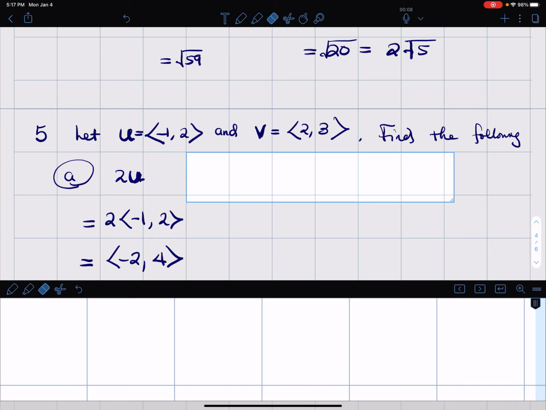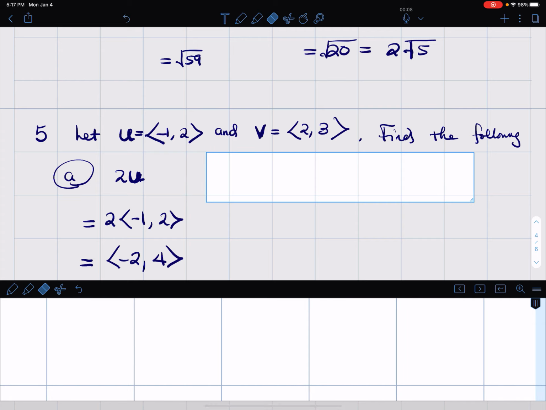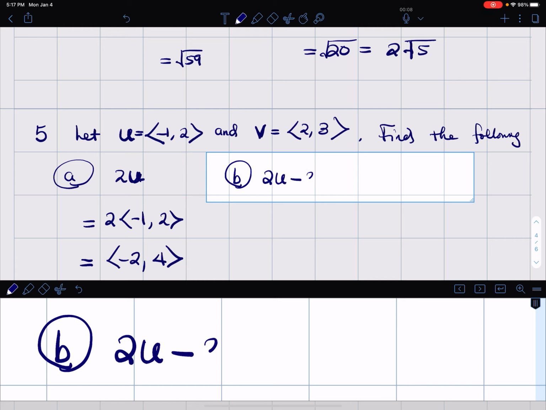All right. How about, let's look at 2u minus 3v. 2u minus 3v.